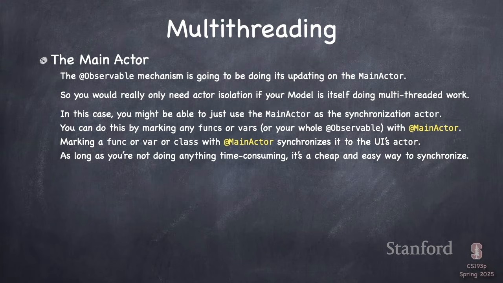Now, of course, anything that is isolated to the main actor is going to run in the same serial thing as everything in the UI, so you wouldn't want anything that took a long time to ever be on the main actor. Some big data crunching, no, you would never put that on the main actor. You would want that off on some other thing. But it is a cheap and easy way to have actor isolation if you want to do a little bit of multi-threading in your model.